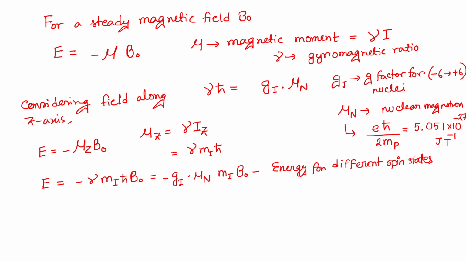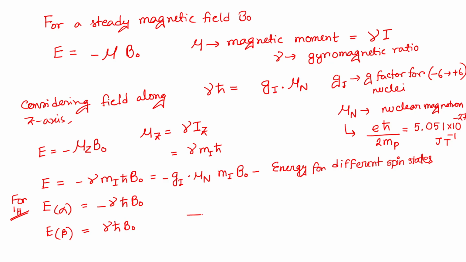So if Mi is plus half, then what is going to be the energy? Here we are discussing 1H, or even for a half-integer spin like 13C, you can think like that. The energy of the alpha spin would be minus gamma H cut B0. Now what will be the energy for the beta spin? For Mi minus half, it will be plus gamma H cut B0.